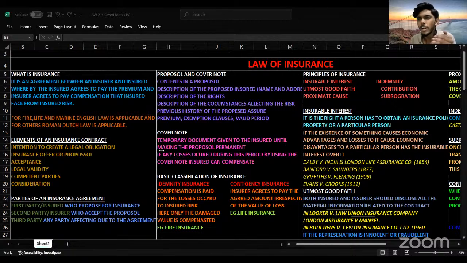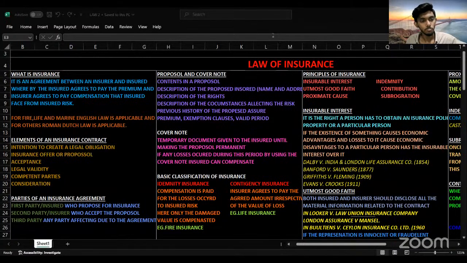The first question is, what is insurance? Before moving forward, you should know what insurance is. It is an agreement between the insurer and the insured, whereby the insured agrees to pay the premium and the insurer agrees to pay the compensation that the insured faces. It's a written agreement between two parties.